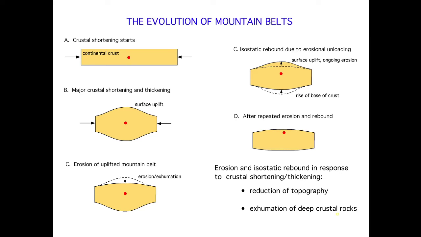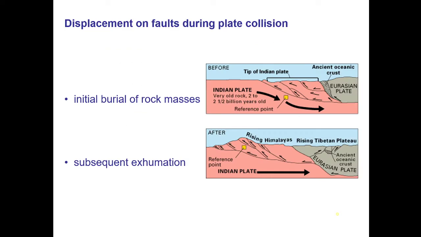This is how we get things from deep, get them up so we can have a look at them. So displacement of faults during plate collision, initial burial of rock mass. If we think about when the Indian plate comes smashing into the Eurasian plate, we found that we were having thrust faults back up on top because we're trying to smash India into it, and with time we just keep smashing and smashing, and we're exhuming the deeper rocks to make the Himalayas.